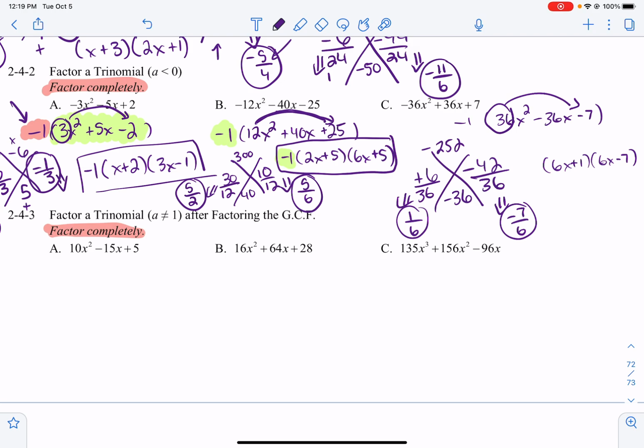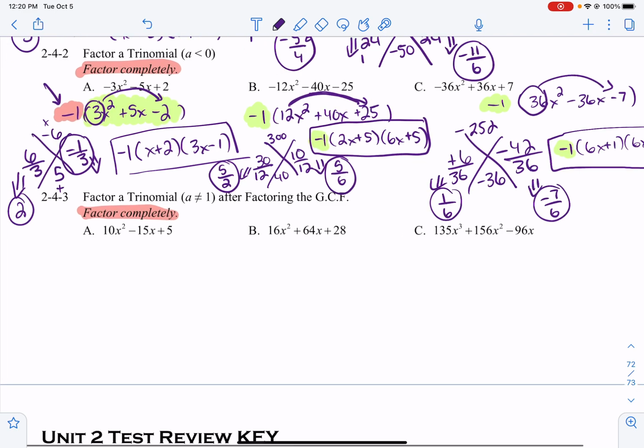And at the very beginning, I factored out this negative 1, so I've got to put it back in the front. Right? That negative 1 in front of the parenthesis needs to stay in front of the parenthesis. So that would be my final answer. All right? Okay, last 3 problems.